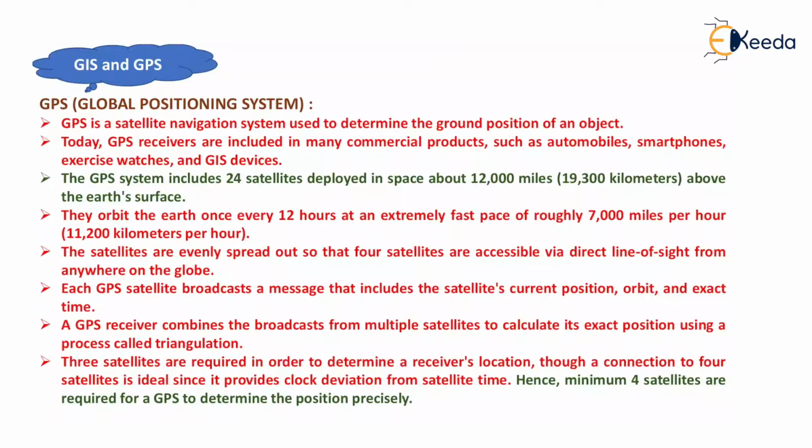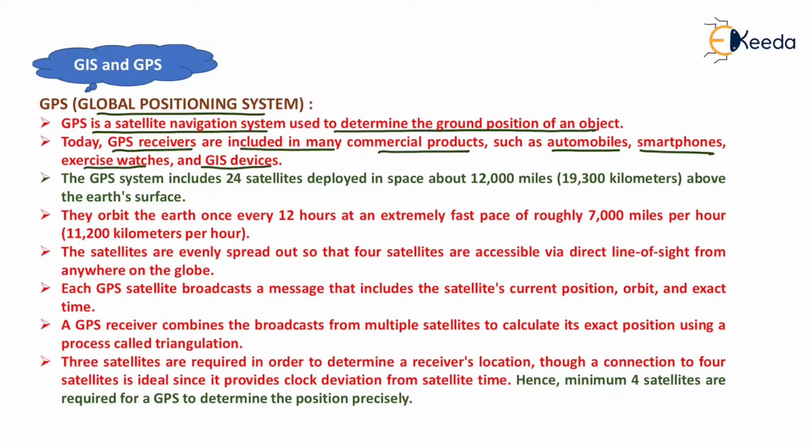Now the next one is GPS, that is Global Positioning System. GPS is a satellite navigation system used to determine the ground position of an object. Today, GPS receivers are included in many commercial products such as automobiles, smartphones, exercise watches, and GIS devices.